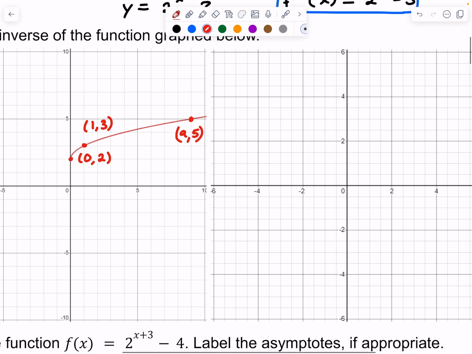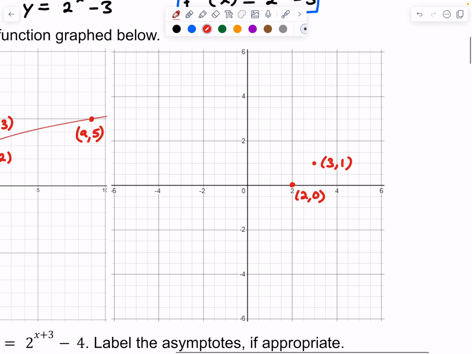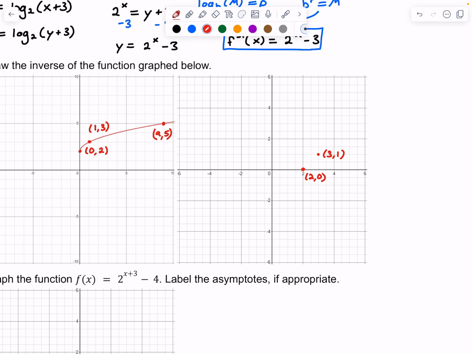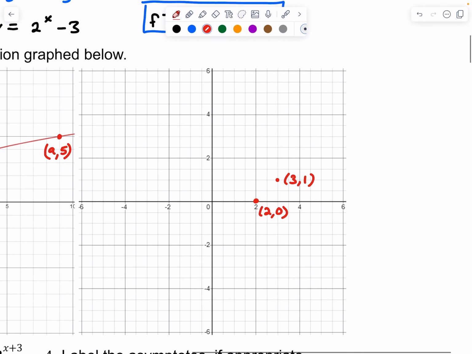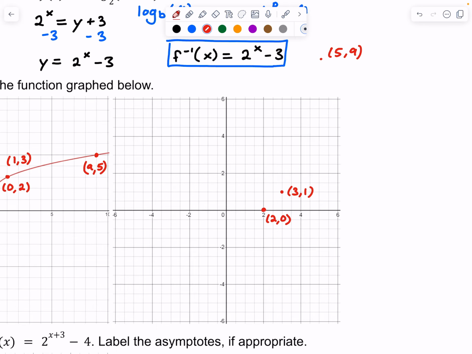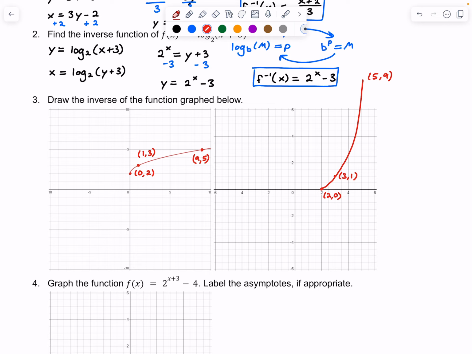So with those points labeled, what I'm going to do is switch the x and the y. So (0, 2) is going to become (2, 0). And then (1, 3) is going to become (3, 1). And then (9, 5) is going to become (5, 9). Oh man, these are 2 different graphs somehow. I will have to fix that, but (5, 9) is going to be off the charts. It'll be somewhere up here. But anyway, hopefully you kind of get the shape. The shape of the inverse is like this. It's the exact same thing, but we've switched x and y.